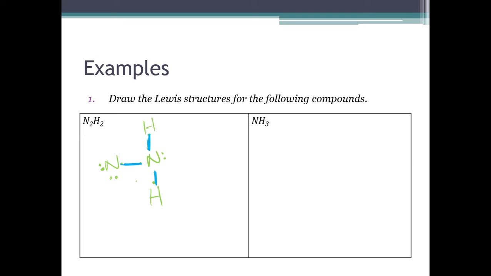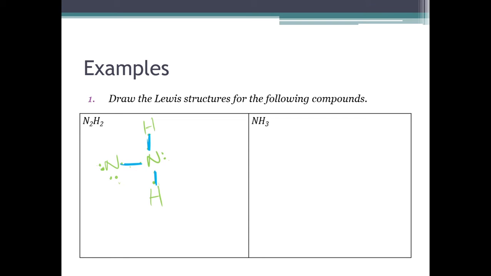Does everyone have the number of electrons they want to have? Hydrogen has this bond, so that's 2. Hydrogen has this bond, so that's 2. Nitrogen has 2, 4, 6, 8. Nitrogen has 2, 4, 6. Problem. That's not great. Maybe we lost some electrons somewhere.